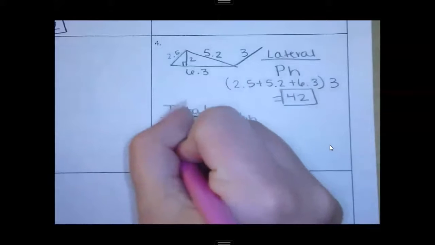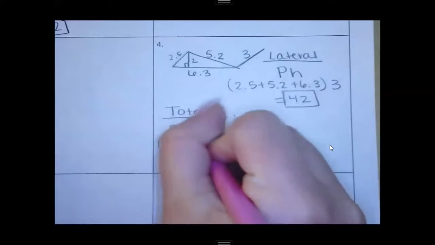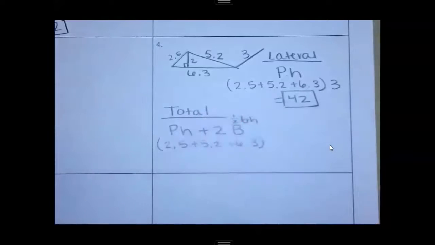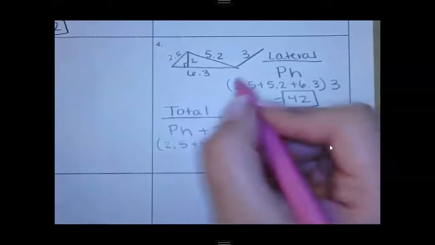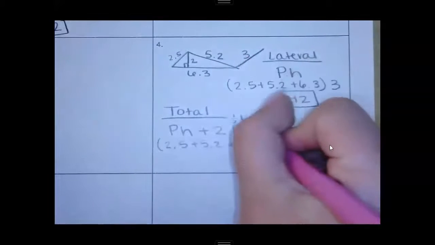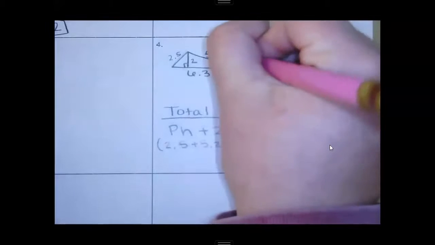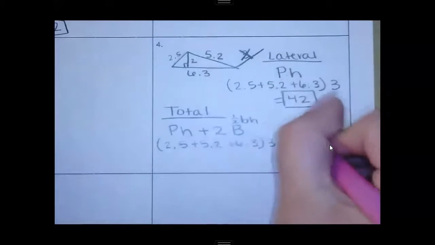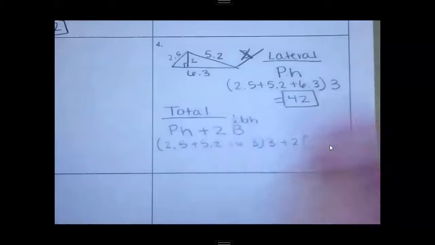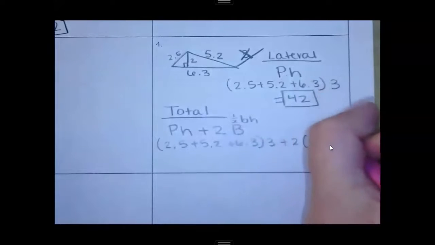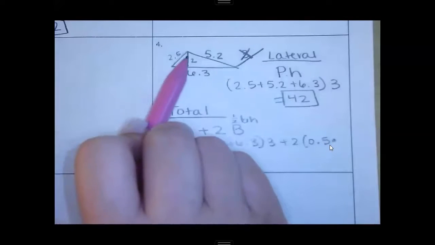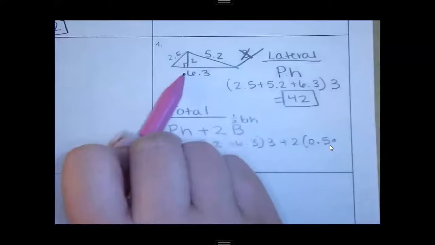We're going to write those outside sides, 2.5 plus 5.2 plus 6.3 times the height of the prism, which for this one is 3. Remember, for total, you're going to come up here and put an X on that so you don't get confused. Plus 2 times 1/2, we're going to use 0.5 times the base and the height of the triangle. So you find your right angle, 2 and 6.3. Okay, those are your numbers.